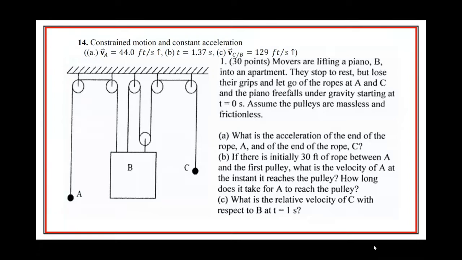Movers are lifting a piano, B, into an apartment. They stop to rest, but lose their grip and let go of ropes A and C, and the piano begins to free fall under gravity. So free fall is generally an indication that you know the acceleration of gravity, right? When we get to kinetics, noteworthy, most of the time when things fall, there's a pulley problem, they don't move, it's not a free fall. The acceleration is something less than gravity, but in this case they're saying it's gravity.